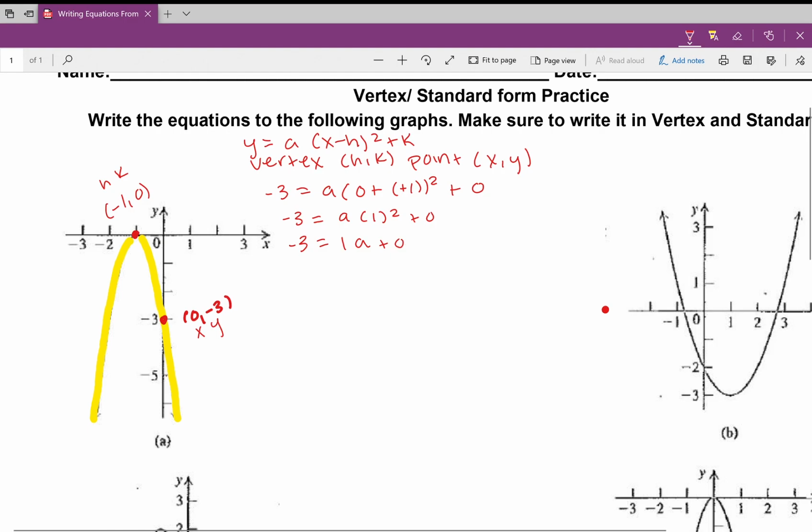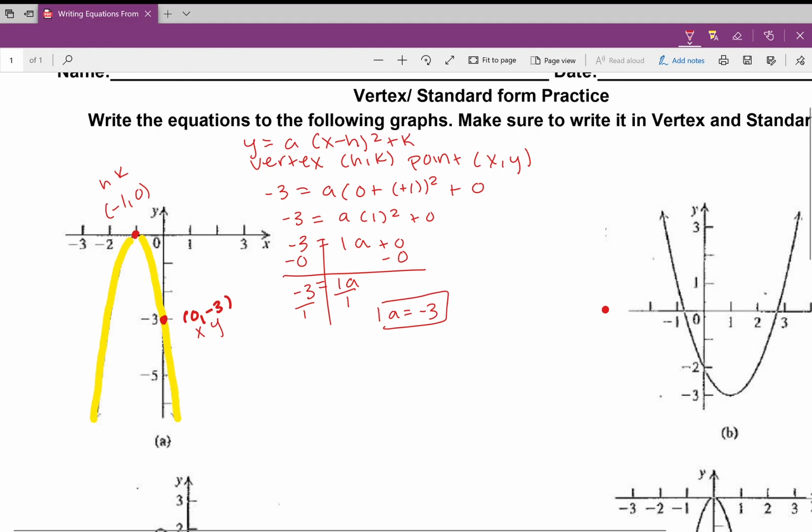And then my goal is to get a by itself. So I don't need to write that 0, but let's say that 0 was another number. If it was a different number besides 0, we'd have to subtract it over to the other side. So minus 0. -3 minus 0 is -3 equals 1a. Then I'm going to divide by 1 to get a all by itself. And I'm left with a is equal to -3.